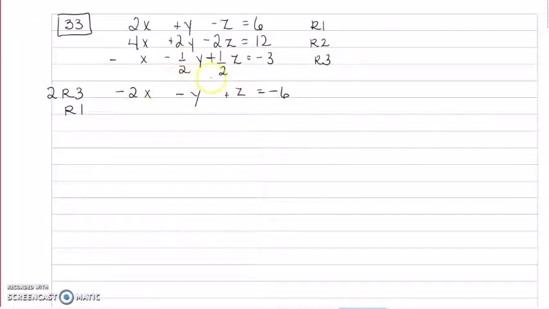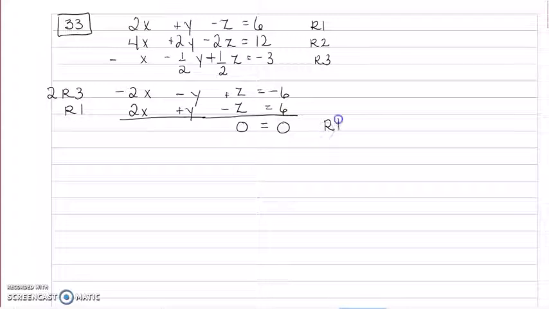I just put that on top because the fractions were there and I felt it was easier for me. It doesn't really matter which one goes on top. So now when I combine these, my x's, my y's, and my z's are all eliminated. In fact, my constants are eliminated. So this indicates that row 1 and row 3 are the same plane.